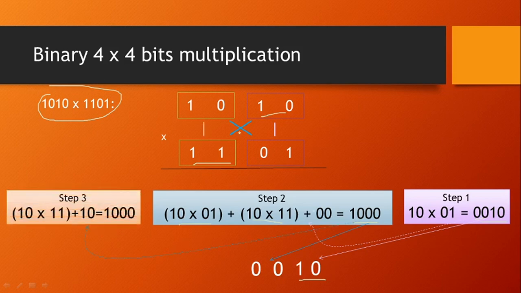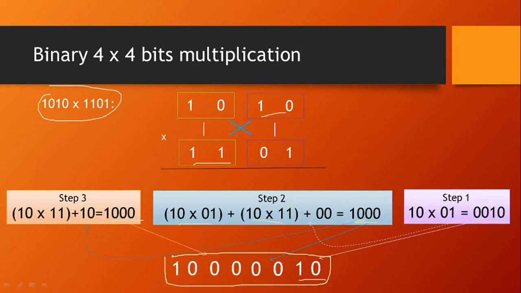So what is step 3? Step 3 is the last pair multiplication, 10 into 11, plus this 10 from step 2. So 10 into 11 plus 10. We get 2 into 3 is 6, 6 plus 2 is 8. So it is equivalent to 8, and we keep this step 3 result in the final as it is. So we get here 1 0 0 0 0 0 1 0. Whatever that result is, what is its equivalent decimal number?